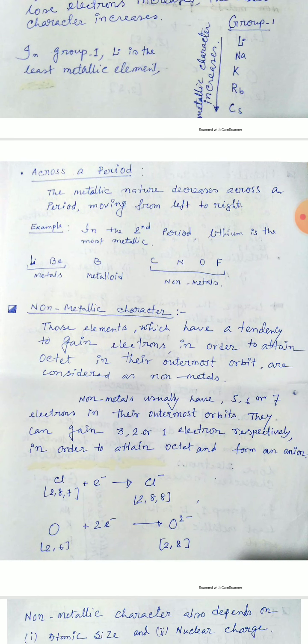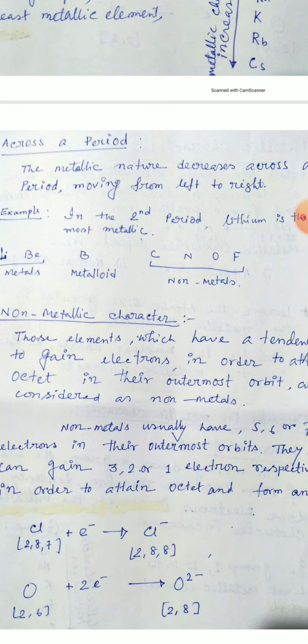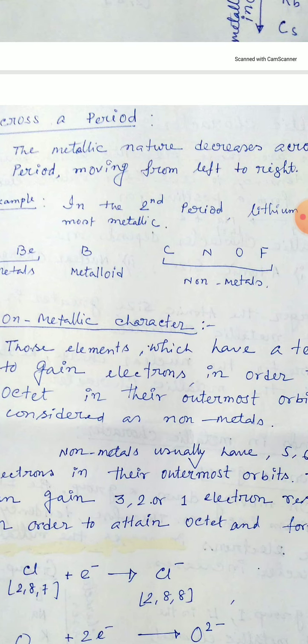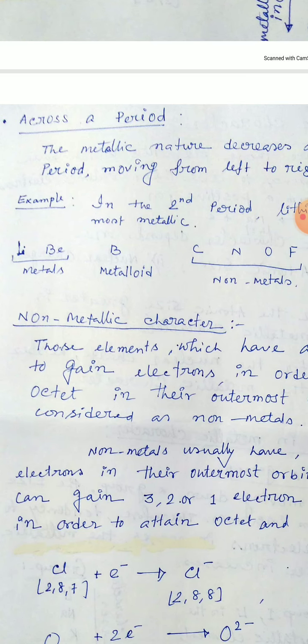Example, in the second period the elements are lithium, beryllium, boron, carbon, nitrogen, oxygen. There's a second period element you can see. So we know that from left to right along any period, size decreases, metallic character decreases. So lithium and beryllium have the most metallic character in this period, and boron is a metalloid, that is boron has both properties of metal and non-metal, and carbon, nitrogen, oxygen, fluorine are non-metal, that is from left to right metallic character decreases and non-metallic character increases.